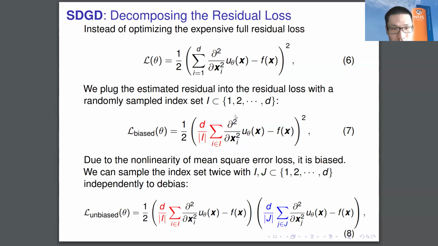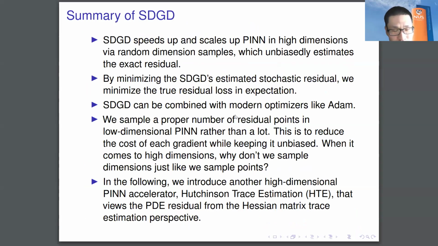Okay, so here are the technical details. We give a simple summary of the idea of SDGD. First, we can speed up and scale up PINNs. The scale up comes from only backpropagating over part of the dimensions, not all, so the memory cost is reduced. Another thing is that we are using stochastic gradient, and as you know, stochastic gradient is a key component of modern machine learning. In modern machine learning and also low dimensional PINNs, we usually sample a proper number of residual points or data for backpropagation, not all, because estimating the loss on all data would be very expensive. So the idea is the same.